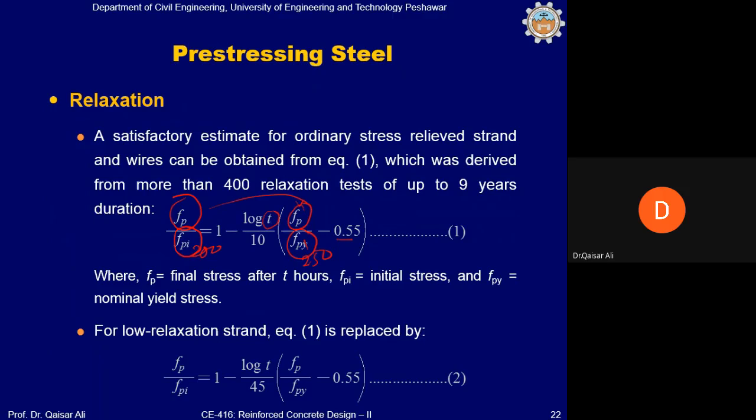So this also shall be known to us. Whatever stress is lost in steel due to relaxation, this must be known to us for the designing of a pre-stressed member.